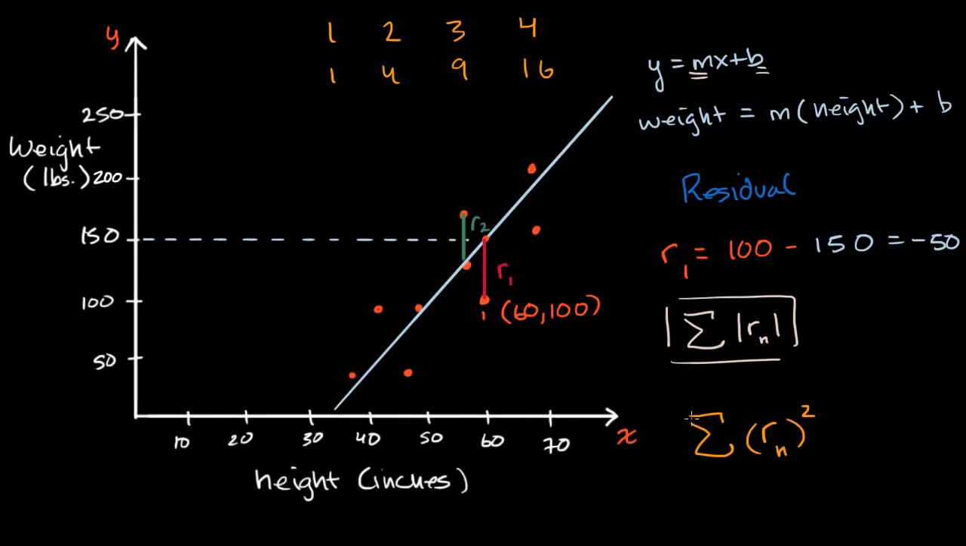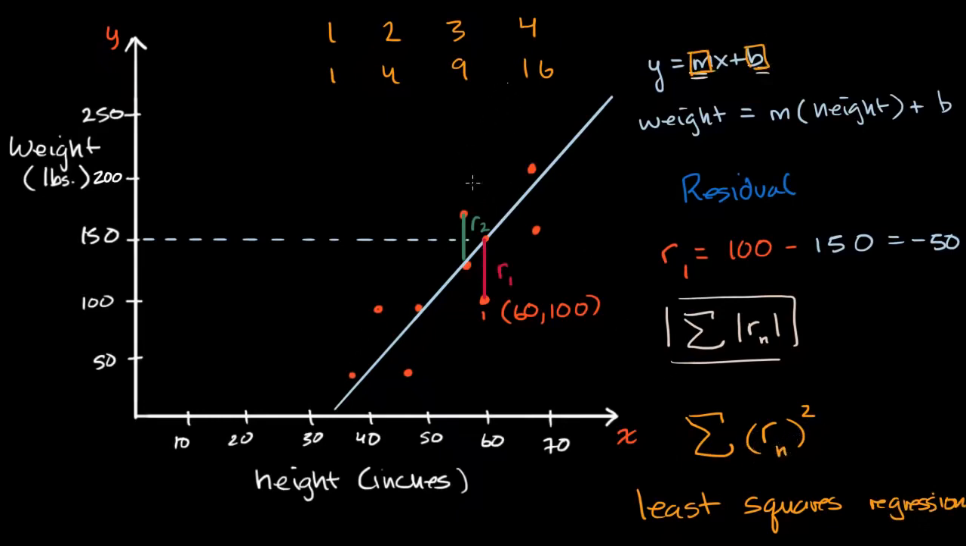And so what we'll see in future videos is that there's a technique called least squares regression, where you can find an m and a b for a given set of data so it minimizes the sum of the squares of the residuals.